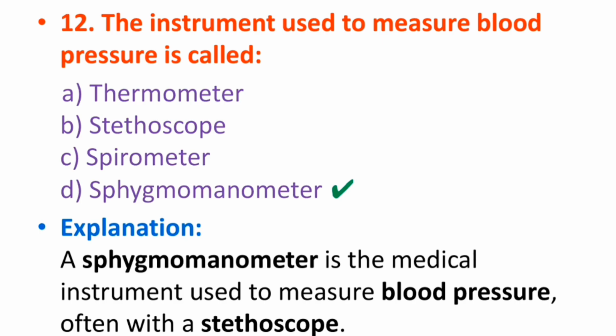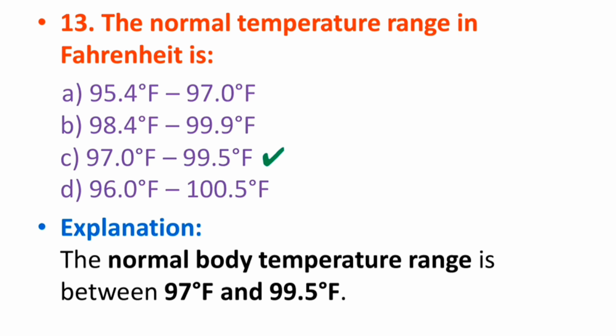The instrument used to measure blood pressure is called option A thermometer, option B stethoscope, option C spirometer, option D sphygmomanometer. The correct answer is option D. A sphygmomanometer is a medical instrument used to measure blood pressure, often with a stethoscope.